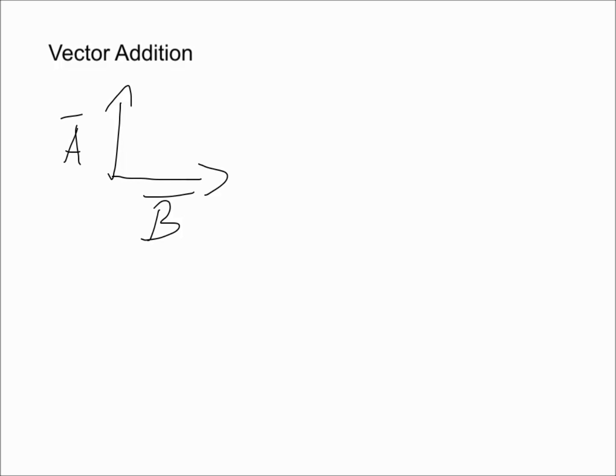The addition of A plus B is going to give us a third vector in this direction. And we can call that vector A plus B, or we will just call it C. So these are vector C. So we have first two different vectors. We're adding them up to form one new vector. That is the addition of the vectors.